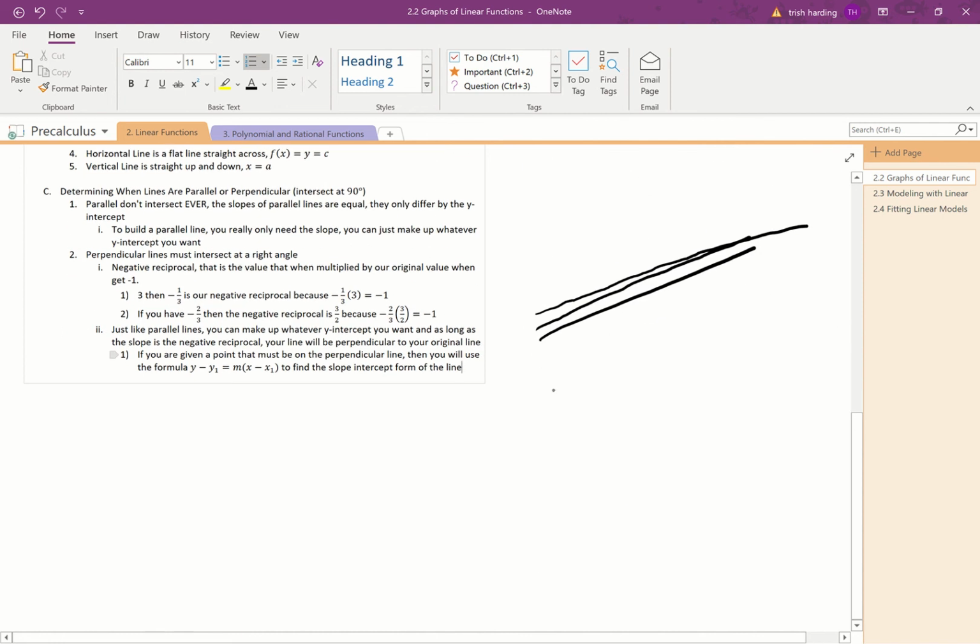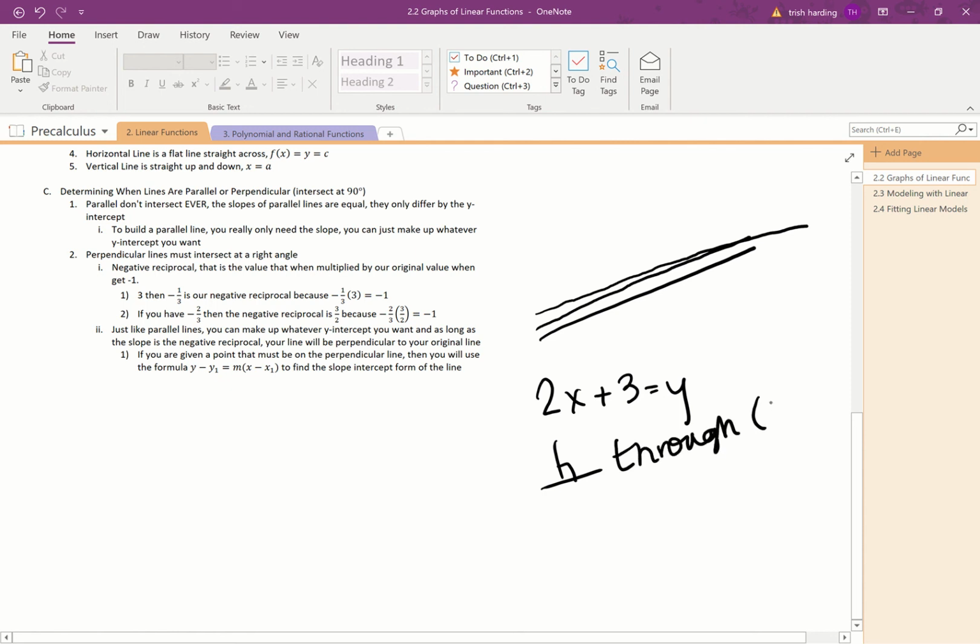Let me see if maybe I can illustrate that better. If I give you 2x plus 3 equals y, and I want a perpendicular line, which is what this symbol means, through the point, I don't know, 7, 1 or something.